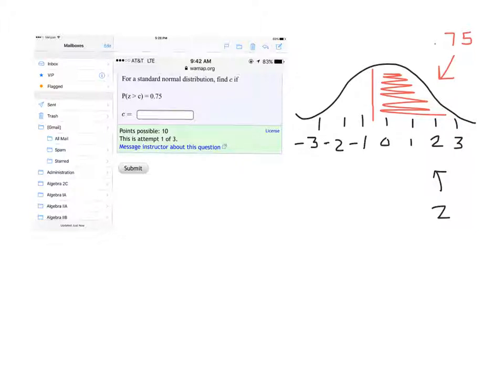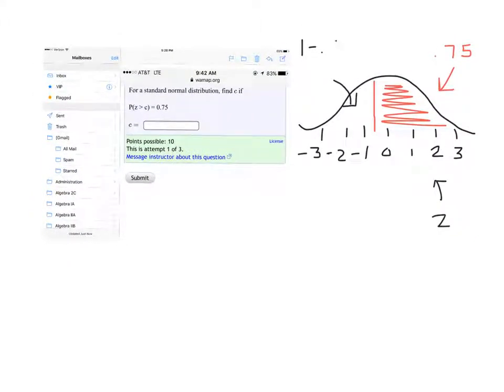So here's one of those problems where we're given the area and want to find the z-score. So we have to remember again that the total area under the normal curve is equal to 1. So if you know the area above a z-score is 0.75, then the area below that z-score must be 1 minus 0.75. And of course that would be equal to 0.25.